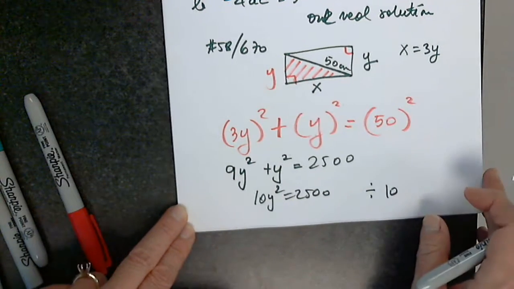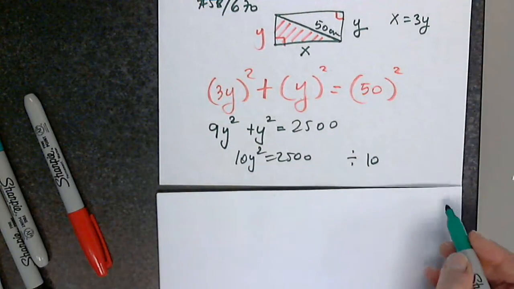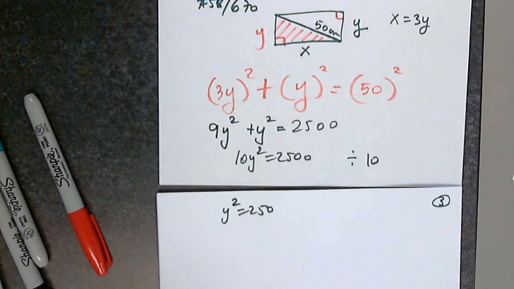Absolutely. Very good. We divide both sides by 10. So then I have y squared equals 250. Which of those four methods is applicable here? Very convenient method right now. Take the square root. Very good.